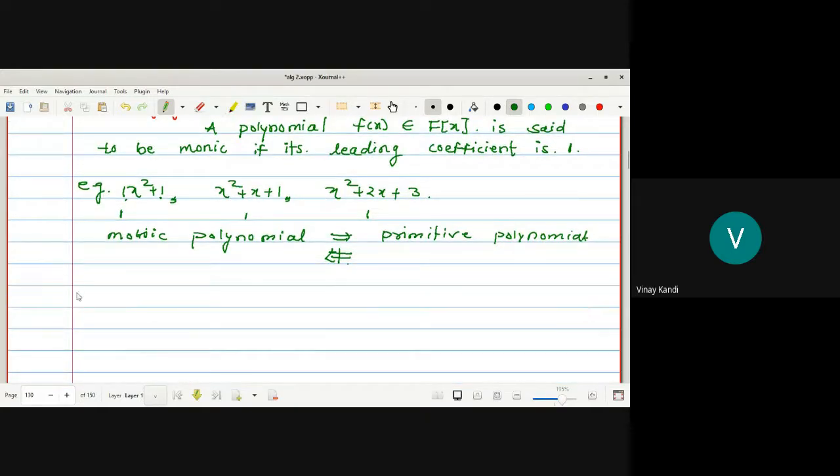Give me an example such that the polynomial is primitive but not monic. 5x squared plus 2x plus 3. Take all prime numbers here. Automatically the GCD will be 1. This is your primitive polynomial but not a monic polynomial. Okay, any doubt? No, sir.